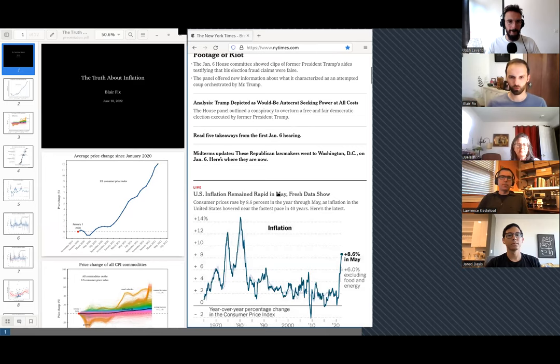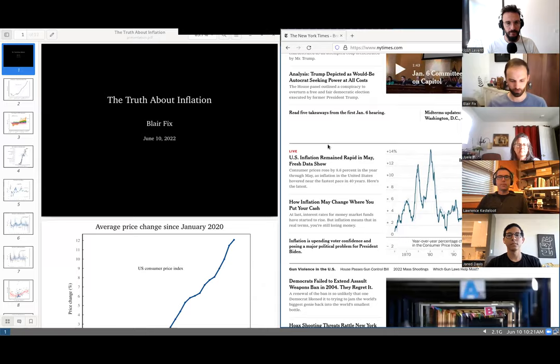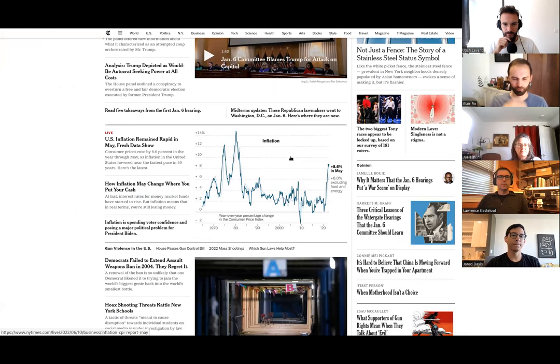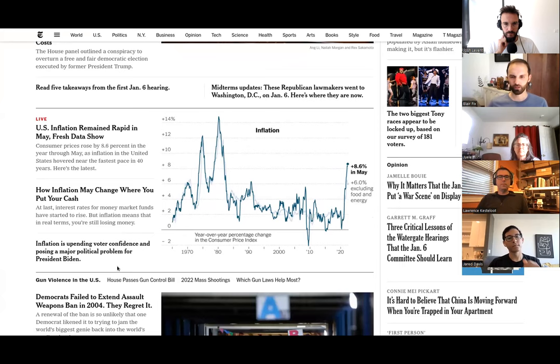So let's start with the New York Times here. This is the front page of the New York Times website. And I just thought I would show this inflation chart because it's such a typical way of looking at inflation, right? It's an average change in price. So this is the consumer price index since the late 60s. And this is basically what you get when people talk about inflation.